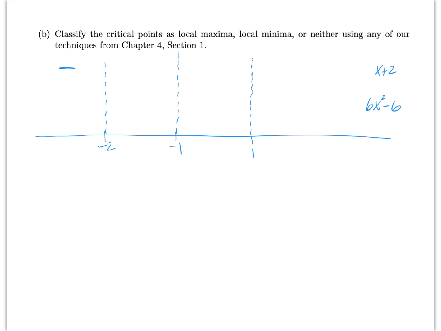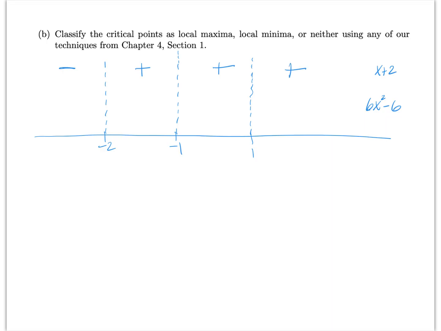Plug in something between negative 2 and negative 1, like negative 1.5. Negative 1.5 plus 2 is positive a half, which is a positive number. And then pick a number between negative 1 and 1, like 0. 0 plus 2 is positive. And then plug in a number bigger than 1, like 10. 10 plus 2 is positive 12.